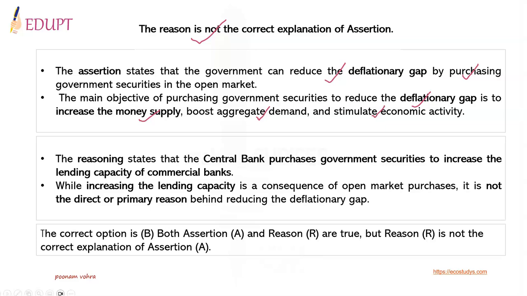The reasoning states that the central bank purchases government securities to increase the lending capacity of the commercial banks. While increasing the lending capacity is a consequence of the open market purchases, it is not the direct or primary reason behind reducing the deflationary gap. So, the correct option is B, that is, both assertion and reasoning are true, but reason is not the correct explanation of assertion. I hope you have understood why option B is correct and others incorrect.